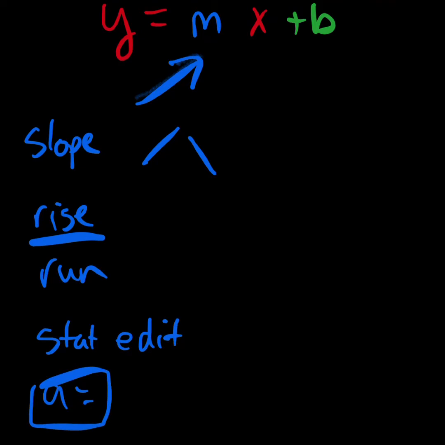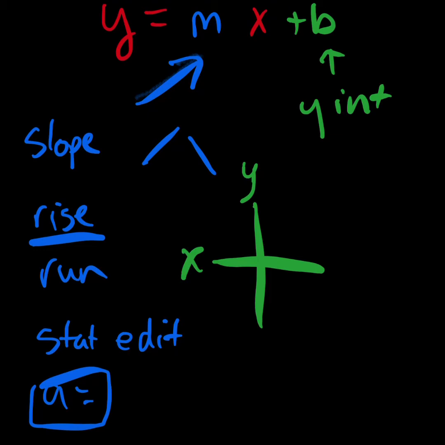Today we're going to take a look at this green letter here, b, and it's called the y-intercept. The y-intercept is where your line crosses the y-axis. Don't forget your y-axis is the one that goes up and down. So it tells us where my line crosses or touches the y-axis, like this red point here.